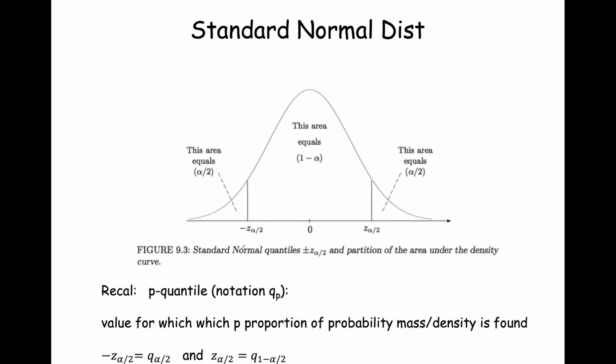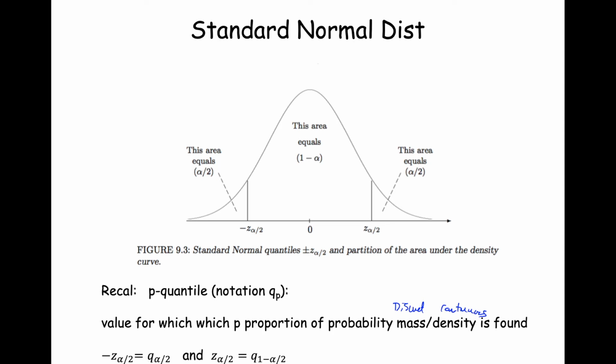So, quantile, recall the notation we talked about earlier in the semester, Q sub p, is that value for which the proportion p of the probability mass or density, depending on if you're discrete or continuous, is found. So here, if we talk about alpha over 2, that's alpha over 2 of the probability, and alpha over 2 of the probability on the other side. You add these two together, that's a total of alpha of the probability. What you're left with is 1 minus alpha.